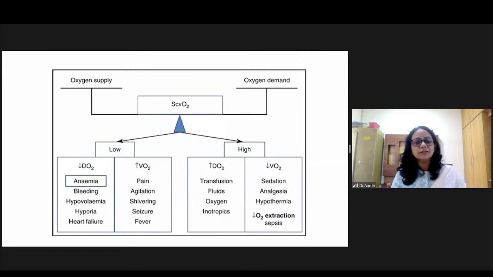There are certain situations where the central venous oxygen saturations are higher, for example, septic shock, where microcirculatory dysfunction happens and the oxygen consumption is reduced, and in surgical patients with hypothermia, sedation, and analgesia, where the metabolism is reduced and the consumption is reduced. Whereas increase in delivery of oxygen happens during transfusions, excessive fluid challenges, and inotropic use. So all these scenarios will have a higher central venous oxygen saturation.